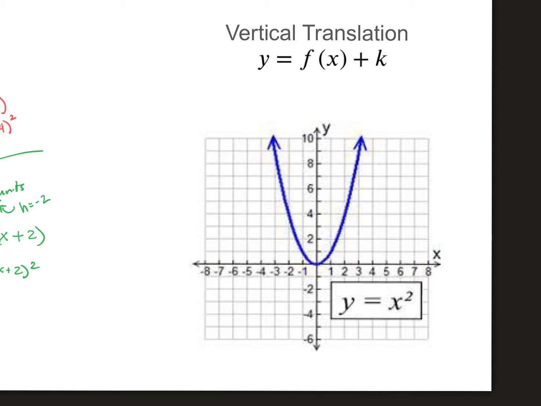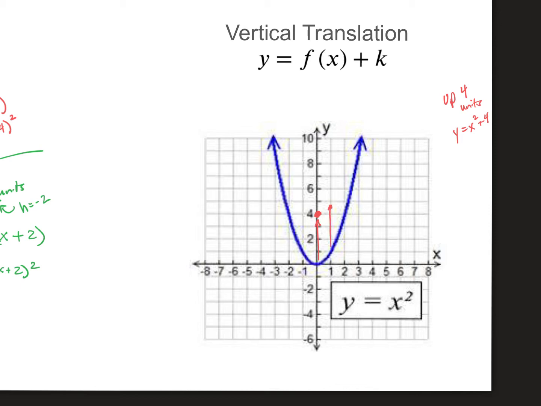So this moves the graph up and down. For example, we can take this graph and move it up 4 units. And of course, that would make my k value equal to +4, so my equation would be x squared plus 4.